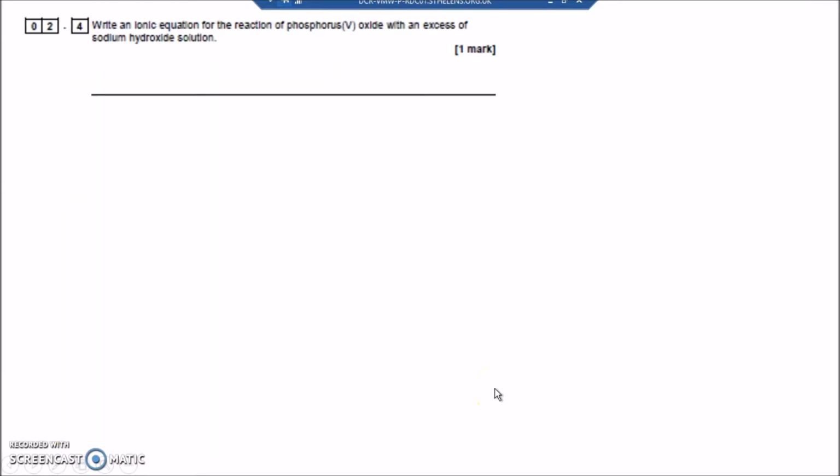Write an ion equation for phosphorus 5 oxide with an excess of sodium hydroxide. Tricky one this. Phosphorus 5 oxide is P4O10. Hydroxide ions are OH-. You've got to know that you make a phosphate ion, PO43-. You just got to learn that, and you also make some water, and then you've got to balance it. Tricky one that, something to learn.